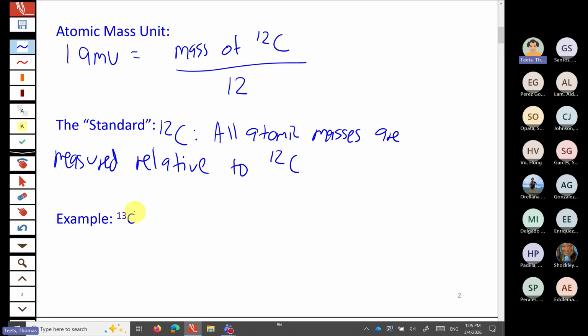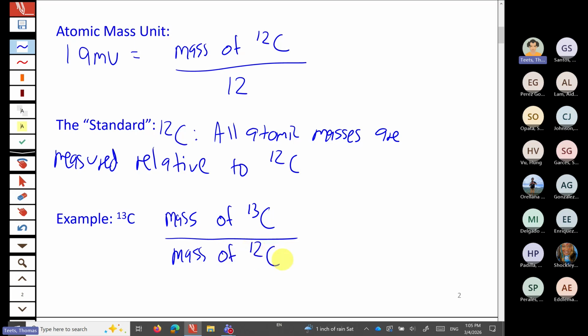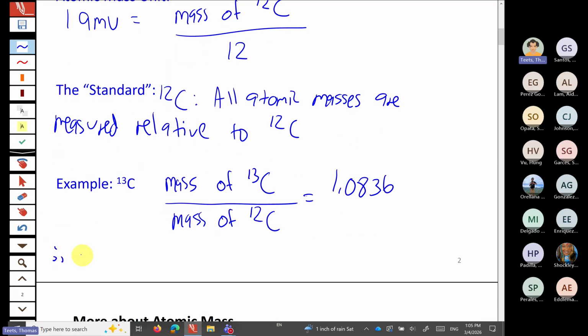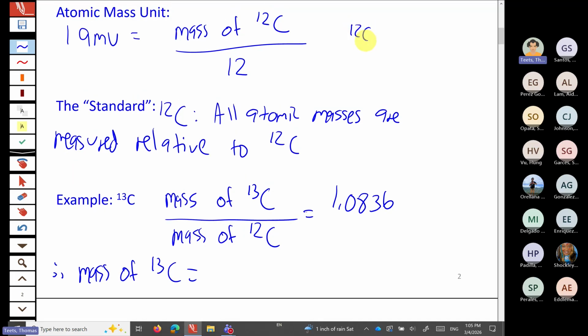As an example, if we go to the other most prominent isotope of carbon, which is carbon-13, not as abundant as carbon-12, but still about 1% or so abundant. The mass of carbon-13 divided by the mass of carbon-12, this is an experimental number. These experiments that people do can give you these sort of ratios or relative masses. It comes out to 1.0836. And so then if we want to state the mass of carbon-13 in AMU, we just multiply this number times 12 AMU, which is the mass that was set for carbon-12. So carbon-12, again, I'll just write that out here if that wasn't clear.